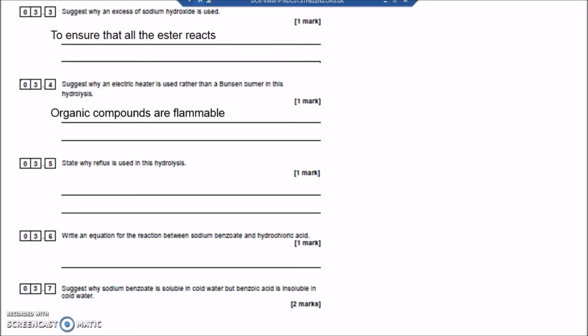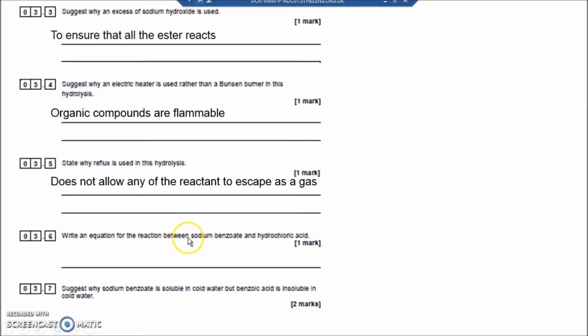State why reflux is used in this hydrolysis. So it doesn't allow any of the reactant to escape as a gas. What you've got with reflux is a flask, but instead of just heating the flask and allowing the gases to escape, you've got a condenser above it, so that any gases that do escape go into the condenser, cool down and drop back into the flask, and so carry on reacting.